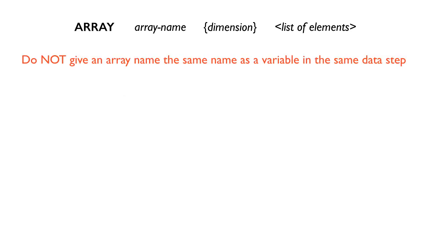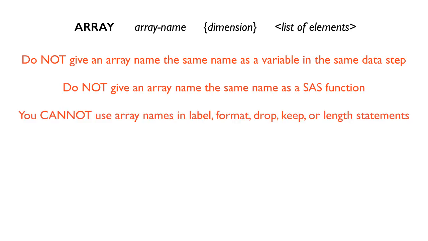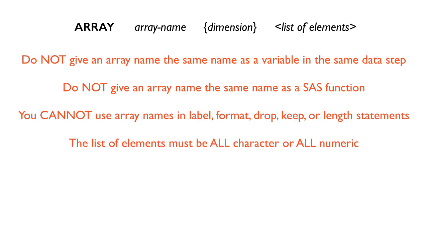Here are a couple warnings about naming arrays. Do not give an array name the same name as a variable in the same data step. Do not give an array name the same name as a SAS function. You cannot use array names in label, format, drop, keep, or length statements. The list of elements must be all character or all numeric. Arrays only exist for the duration of the current data step.